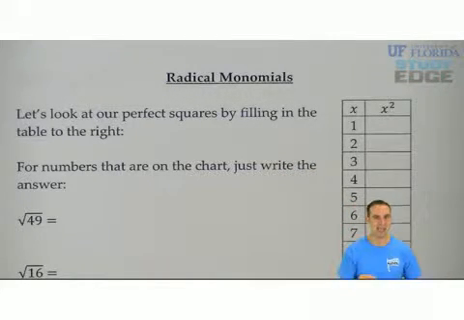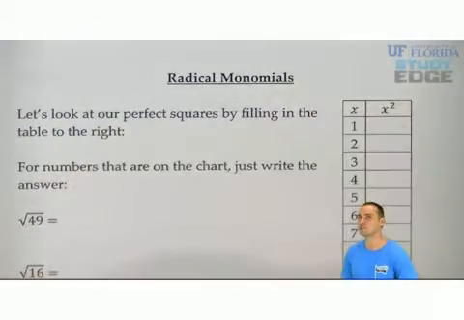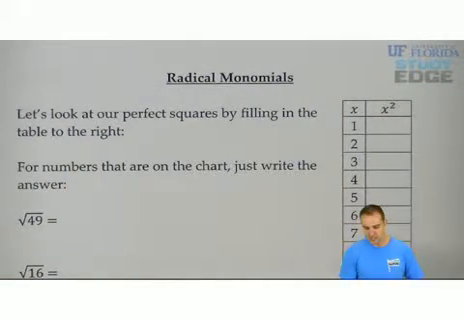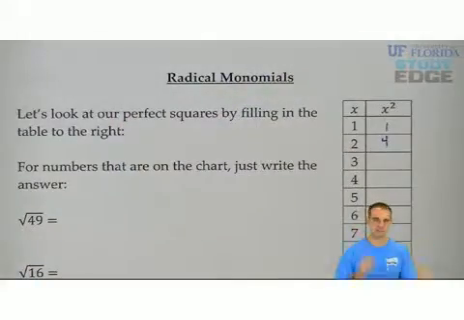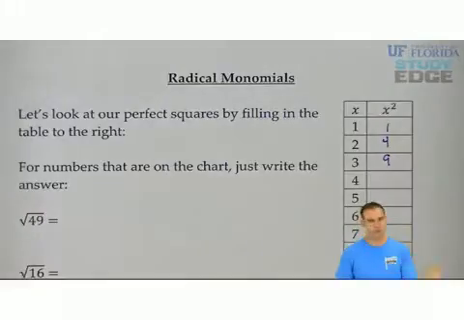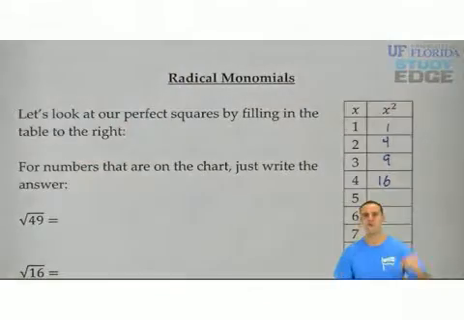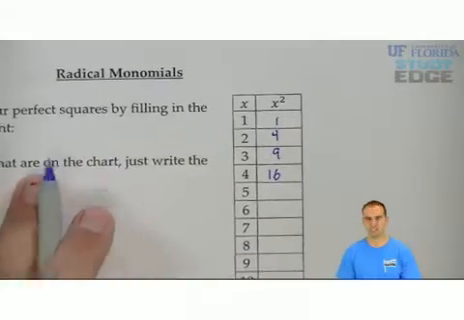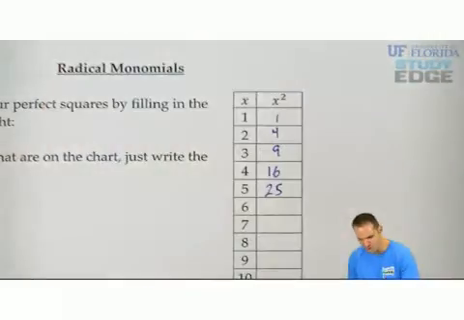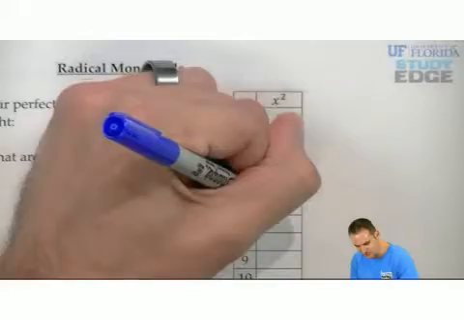So check this out, man. For perfect squares, I'm going to look at x's, and I'm going to square them. So ready? 1 squared is 1. 2 squared is 4. 3 times 3 is 9. 4 times 4 is 16. 5 times 5 is 25. 6 times 6 is 36.